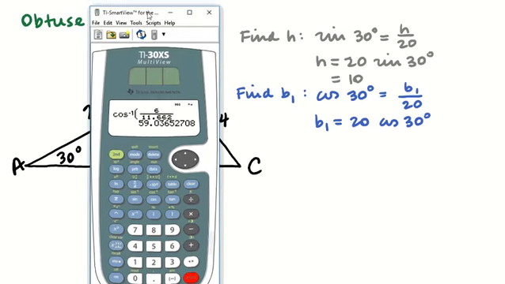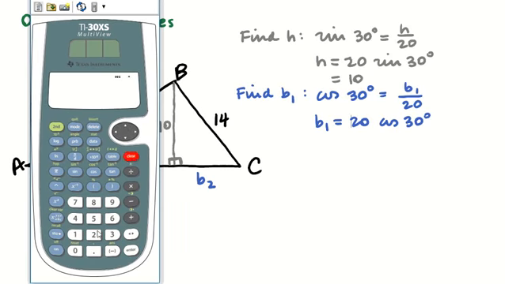So I'm just going to bring up the calculator. Just bring it over here for a second. I'm going to do 20 times the cosine of 30 degrees. And that's 10 root 3. Okay, right? I want to get that as a decimal. Oh, no, not inverse cosine. No, no. 20 times the cosine of 30. That's 17.321.